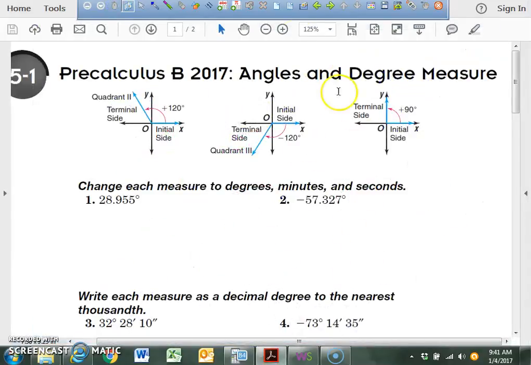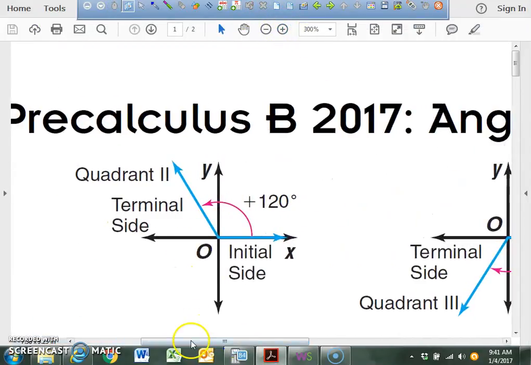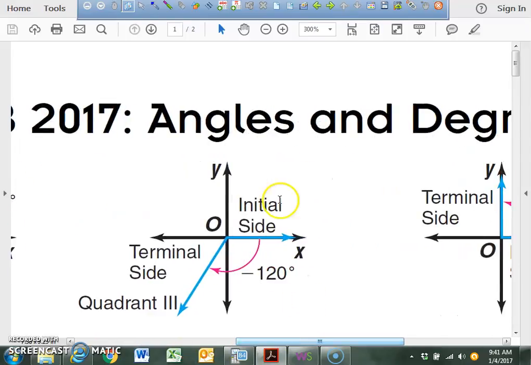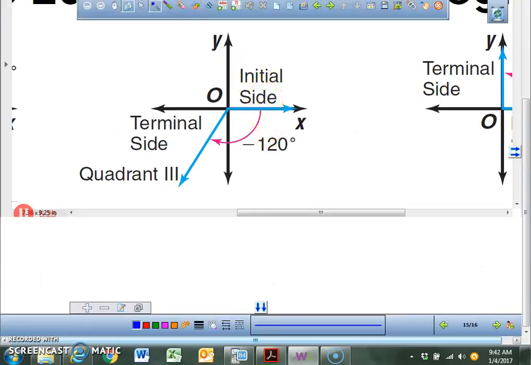Okay? So what I want you guys to do right now, as you've kind of written this down, let's look at one of our little examples here. I'm going to zoom in. We did that first one. Ooh. So on this one right here, this says the initial side. I'm going to label the initial side right here. There's my initial side. Here's my terminal side. And how far have we traveled? We've traveled negative 120 degrees. So what's the coterminal angle for this?